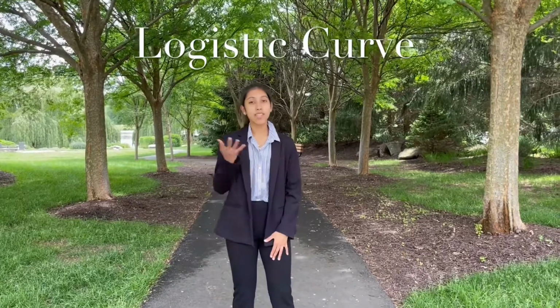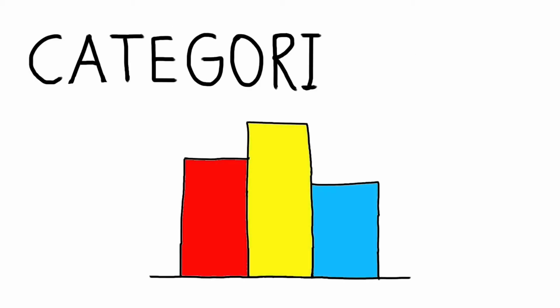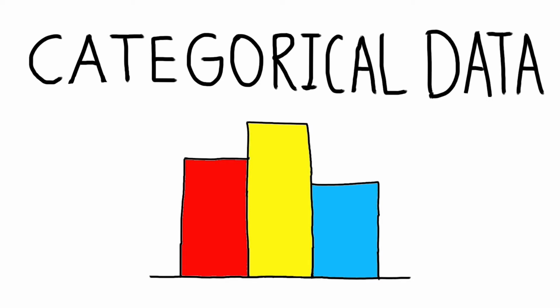One model used in particular throughout the fields of math and science to model data is a logistic curve. A logistic curve is an S-shaped data model that closely resembles exponential growth but levels off at a certain y value. It is most often used to model categorical data.